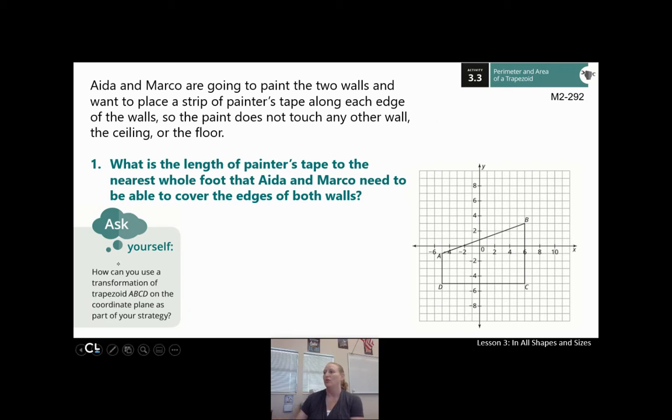So first thing, I need coordinates. I don't know what these coordinates are. So real quick, I'm going to write down these coordinates. Looks like A is at -7, -1. So make a little note there. It looks like B is at 6, 3. It looks like C is at 6, -5.